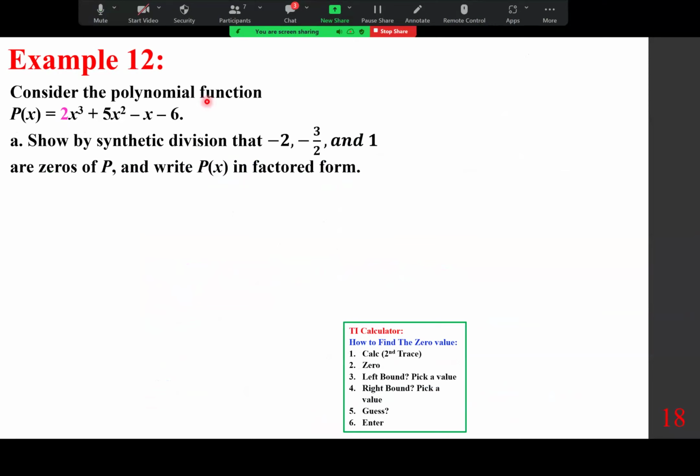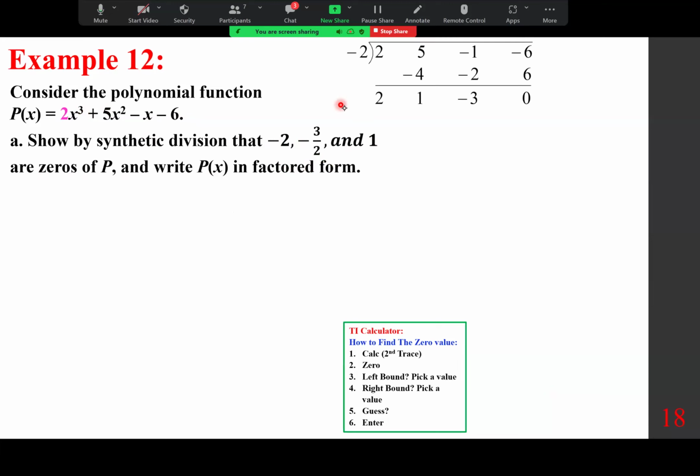Now, consider the polynomial function p of x equals 2x cubed plus 5x squared minus x minus 6. Show by synthetic division that -2, -3/2, and 1 are zeros of p, and write p of x in factored form. So you can do the synthetic division because they ask, or you can use the factor theorem if you plug in -2, -3/2, and 1.